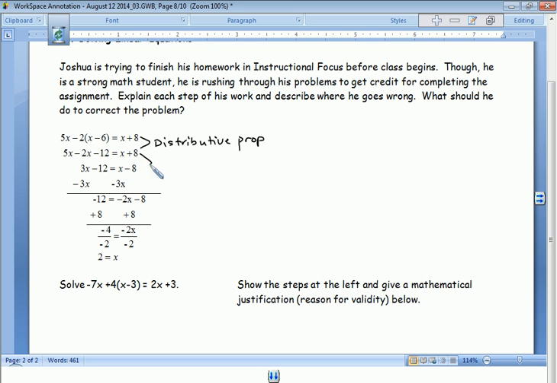All right, between the second and third step, what happened? What did he do? How would you describe what he did between these two steps? He combined the x's. Combine like terms. He combined like terms.